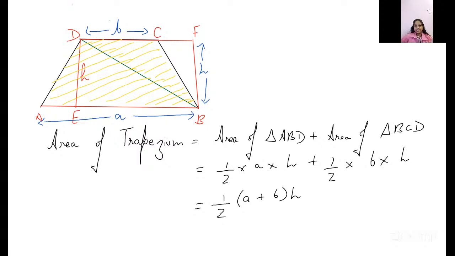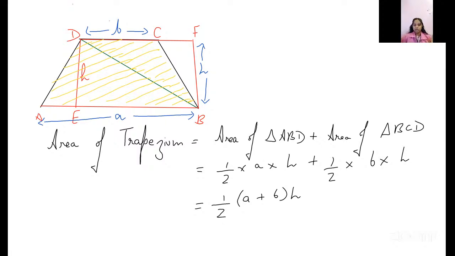The bases of both the triangles are different. That is why I have taken one base as A, the below one, of the triangle ABD. The other triangle BCD, I have taken the base as B. We have two bases, A and B. Those two are different bases, but the height of both the triangles is the same. Try to understand this. When we sum up both areas, we get the area of the trapezium.